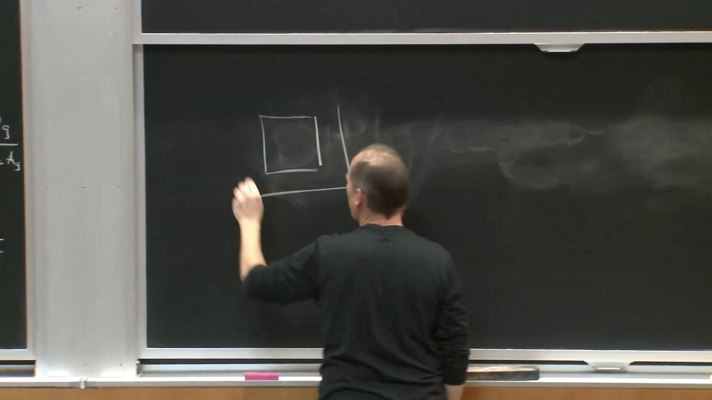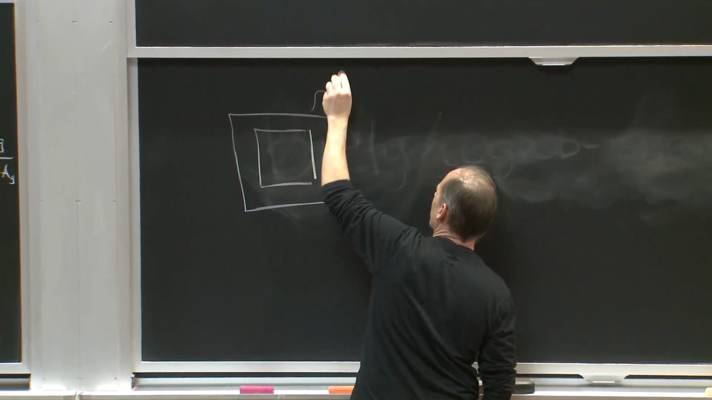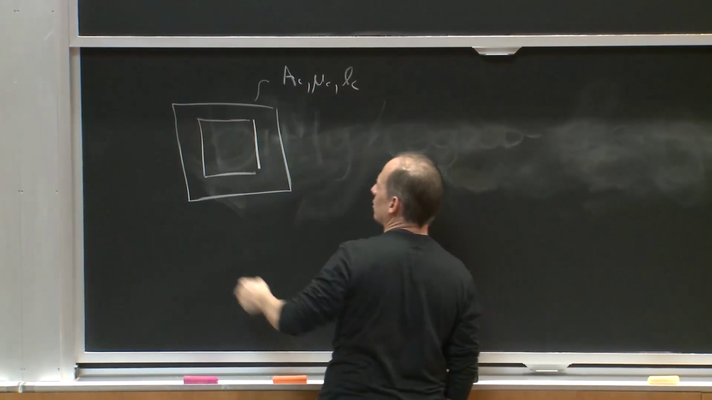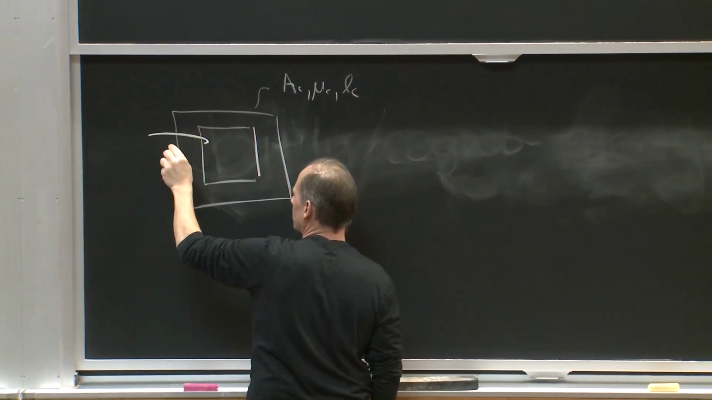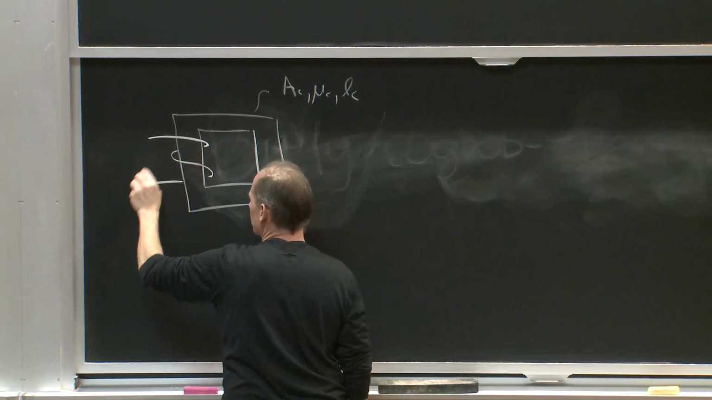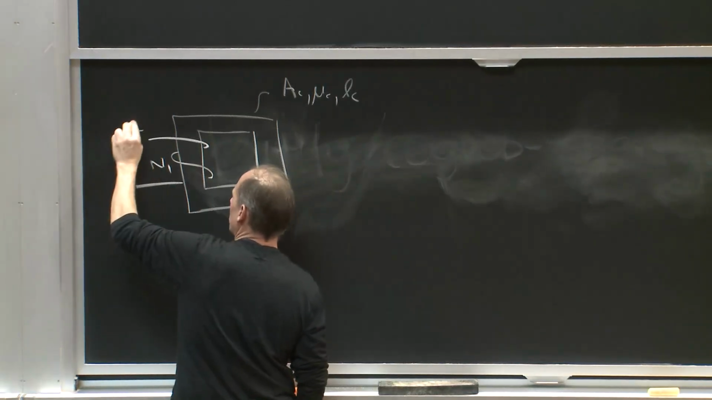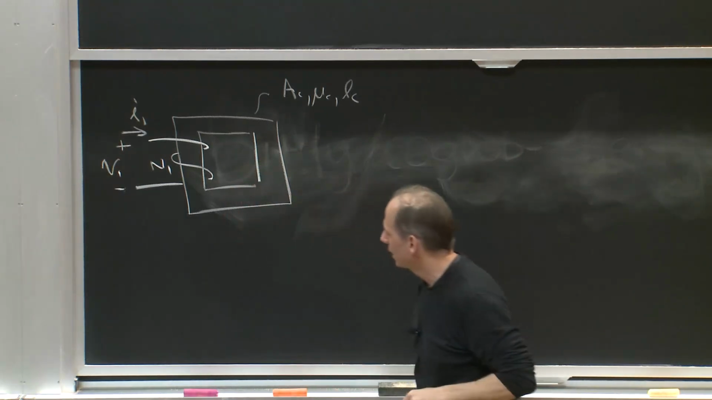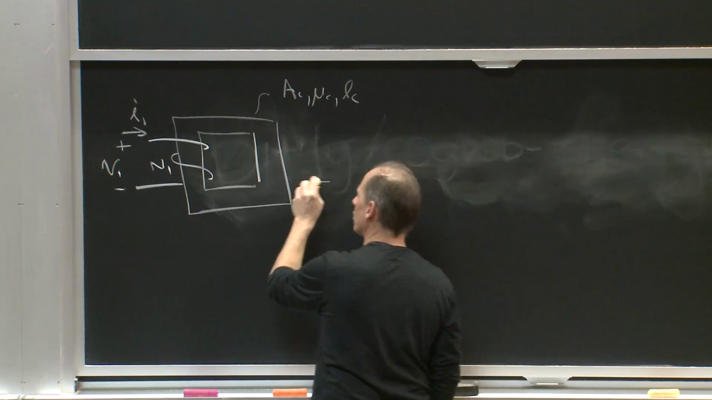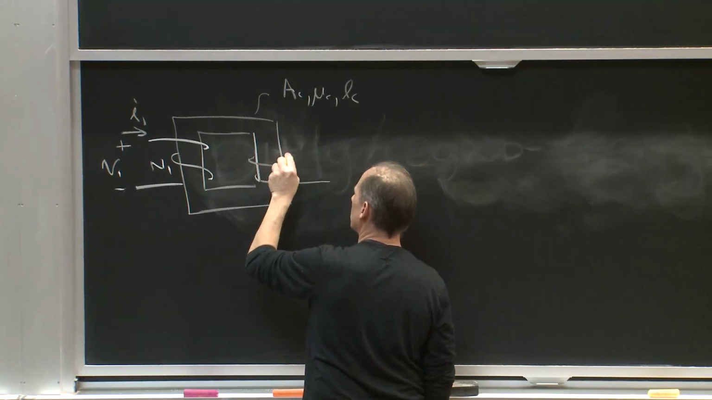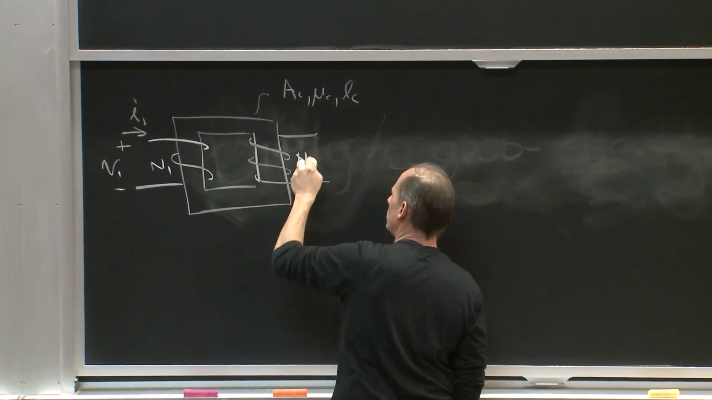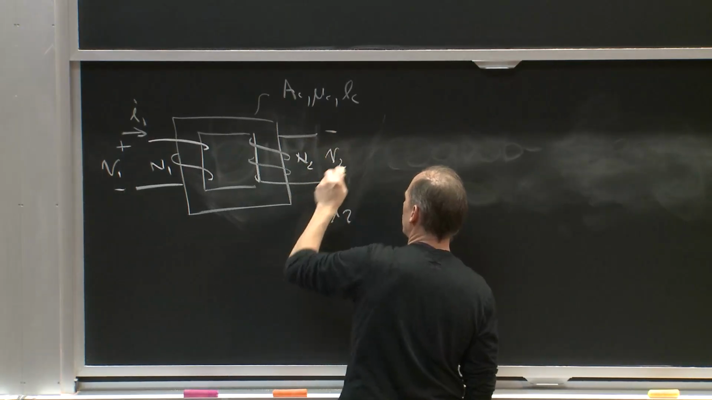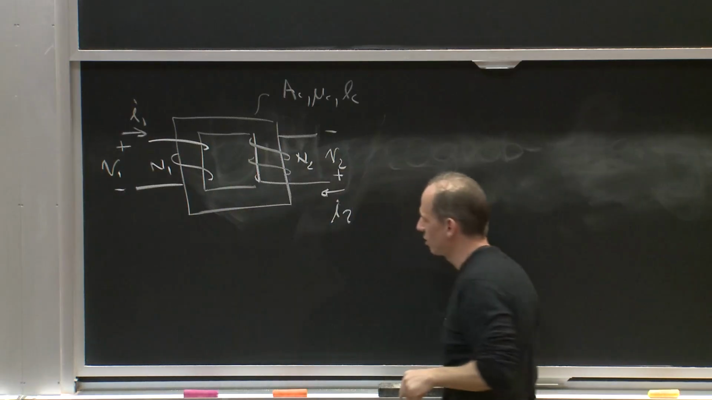Suppose I just have some core, and again I'm going to assume it has some area of the core, permeability of the core, and some length of the core. I'll put a first winding on it, like this, and I'll say that this is N1, I1, and V1. And let me put a second winding on it that I'll call N2, I2, and V2. Notice that I'm keeping associated variables with my voltages and currents here.